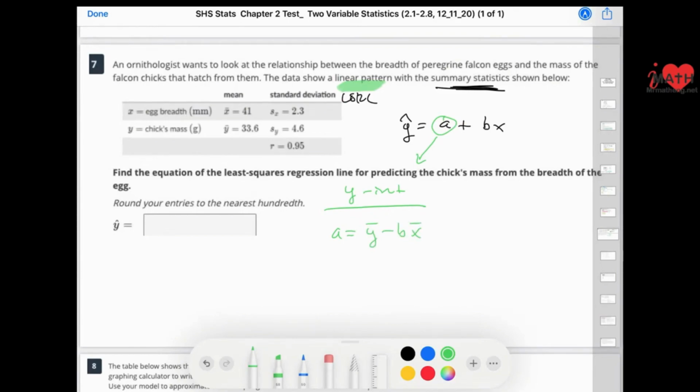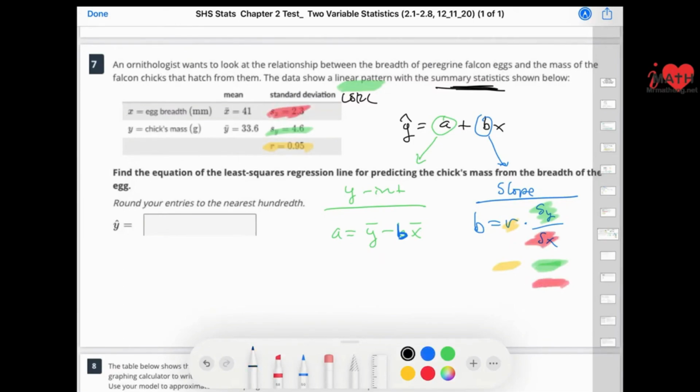Now, this formula has a b value, so we're going to have to calculate b first. The one in front of x is called our slope, and the slope formula with summary statistics is b equals r times sy over sx, the standard deviations. Okay, let's go ahead and find these. My correlation is here. The standard deviation of y is here. And the last one, we will use red, sx is here.